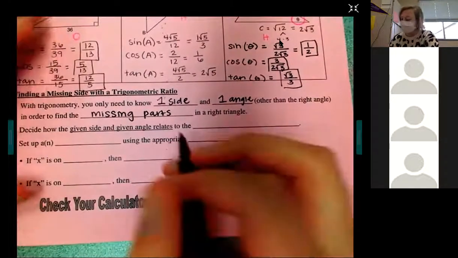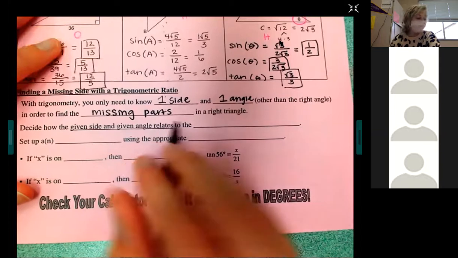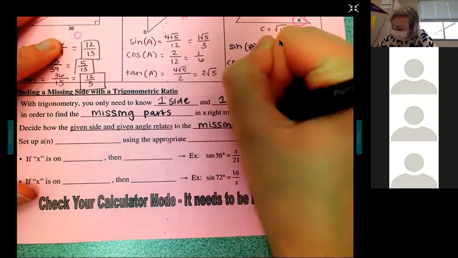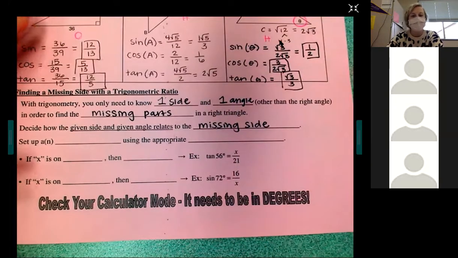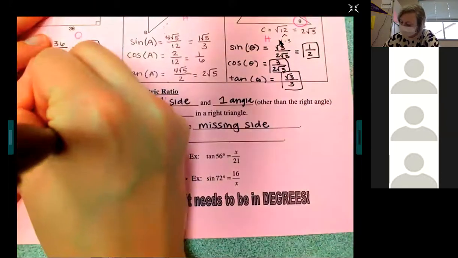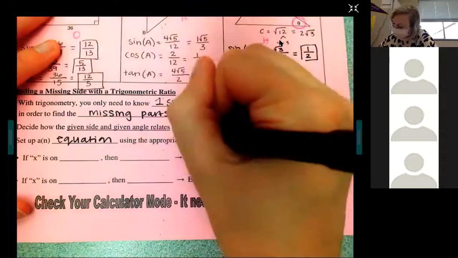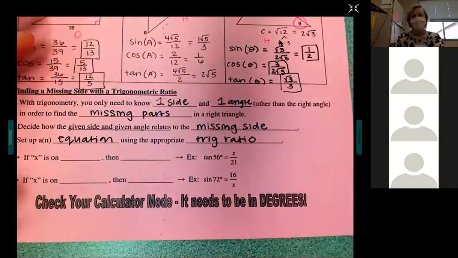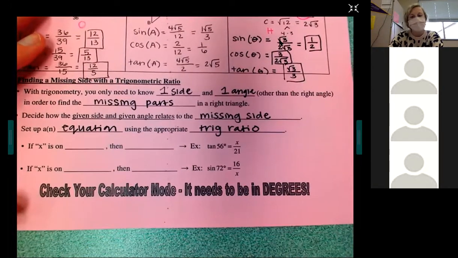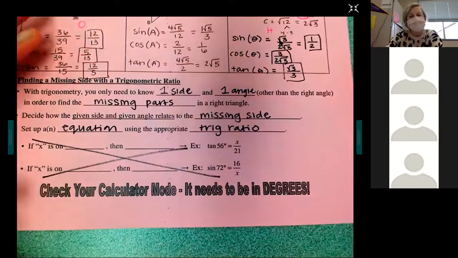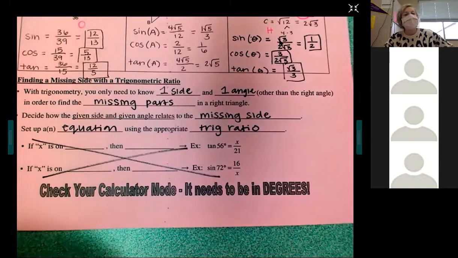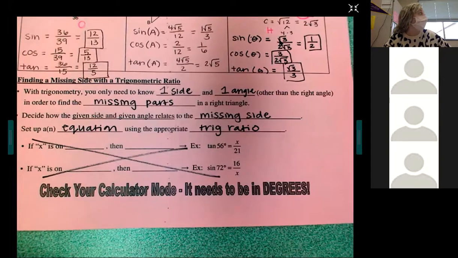All right, so what we're gonna do, we're gonna decide how the given side and given angle relates to the missing side. Then we're gonna set up an equation using the appropriate trig ratio. And we're not gonna worry about this bottom part. Sound good? It's really not bad. You're gonna wanna really make sure you're paying attention on the first couple of ones, and then I'm gonna turn you loose, okay? So I feel like y'all are gonna be good.